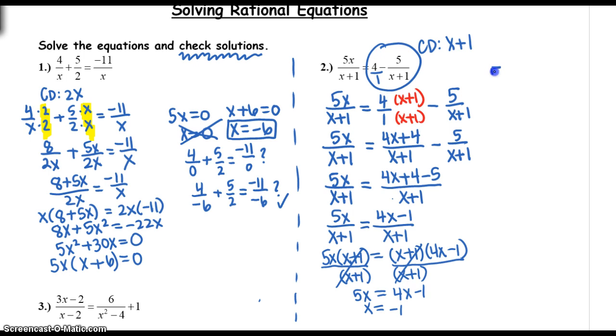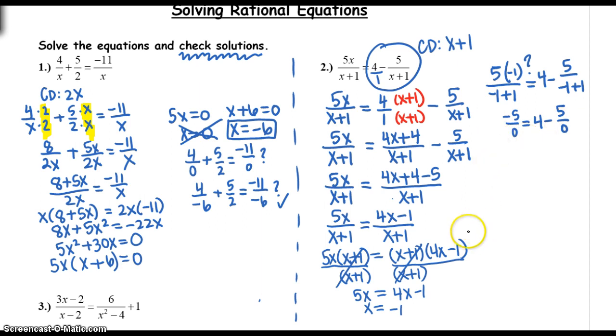So we're going to check our answer into the original. So it's 5 times negative 1 over negative 1 plus 1 equal to 4 minus 5 over negative 1 plus 1. All I'm doing is I'm checking it into the original equation. So is negative 5 over 0 equal to 4 minus 5 over 0? You better stop the presses right now. You cannot divide by a 0. Let's just stop right now.